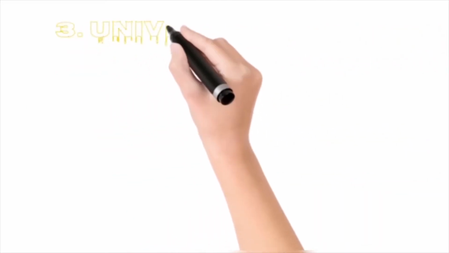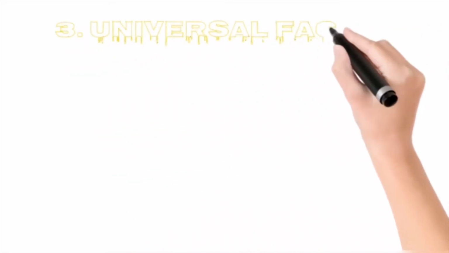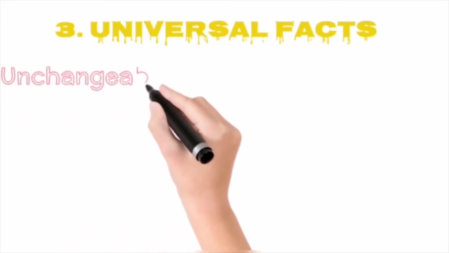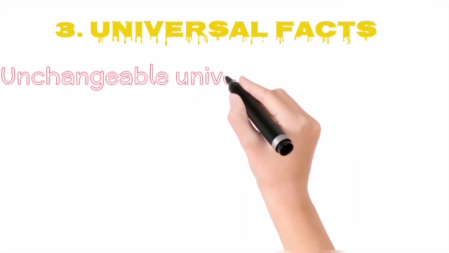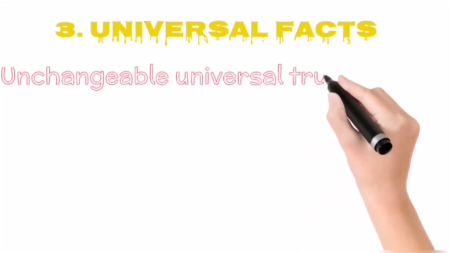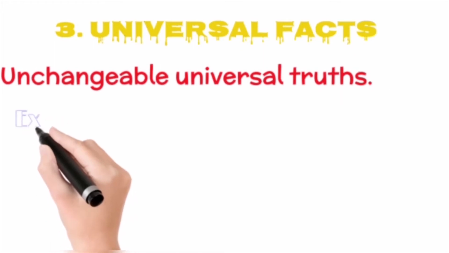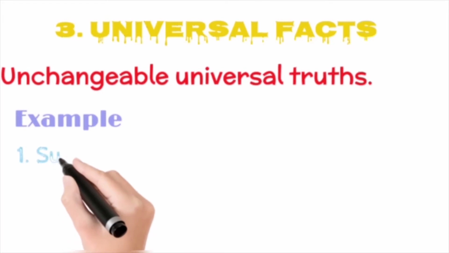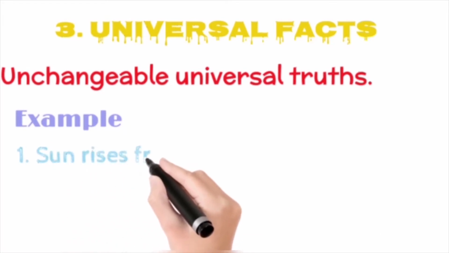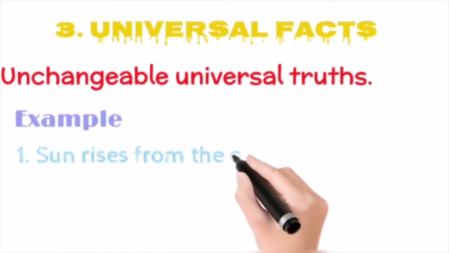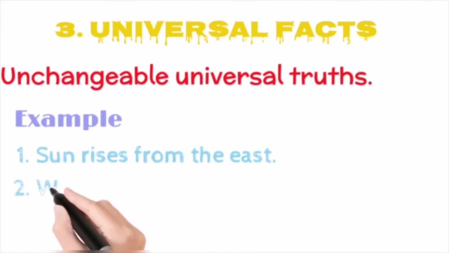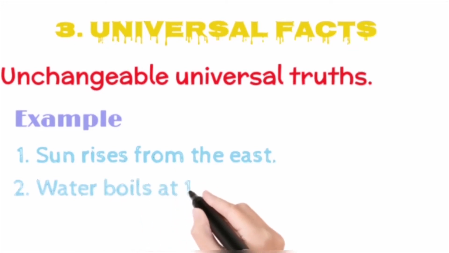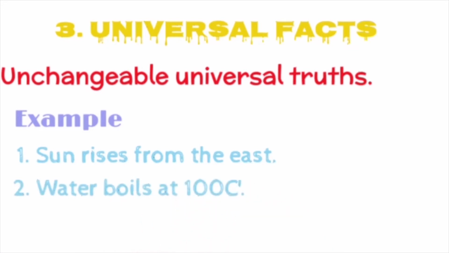Number three, universal facts. The meaning of universal fact is unchangeable, universal truths. These facts remain the same wherever you go in the universe. Number one, example: sun rises from the east. Number two, example: water boils at 100 degrees Celsius.